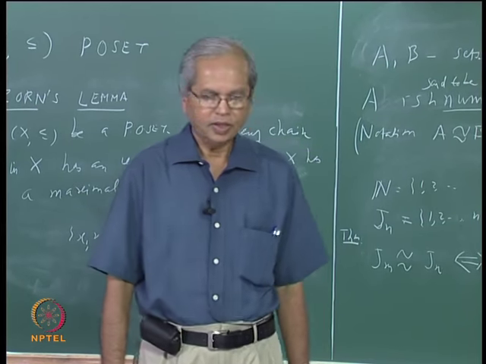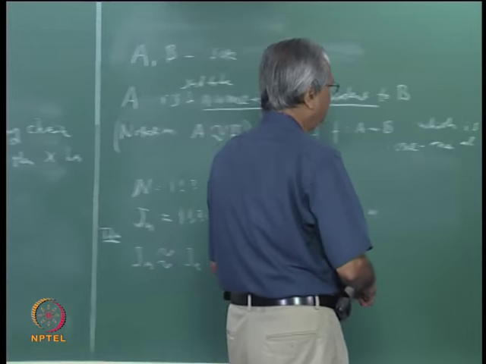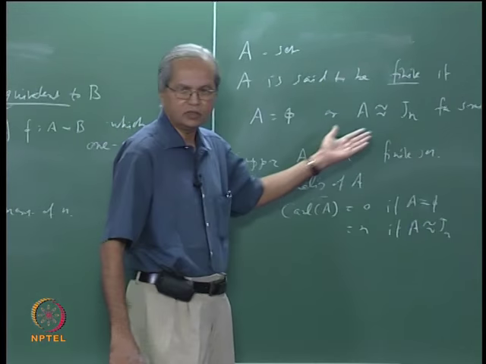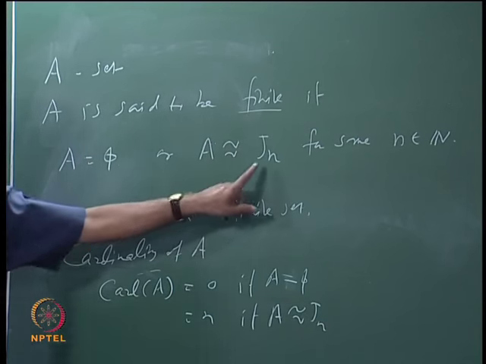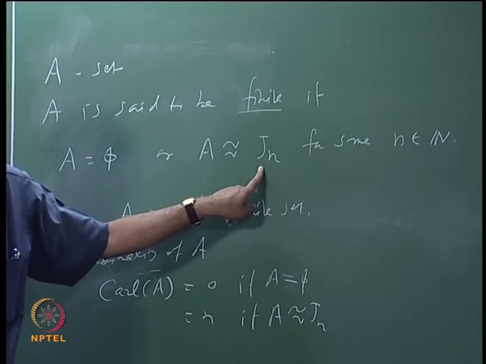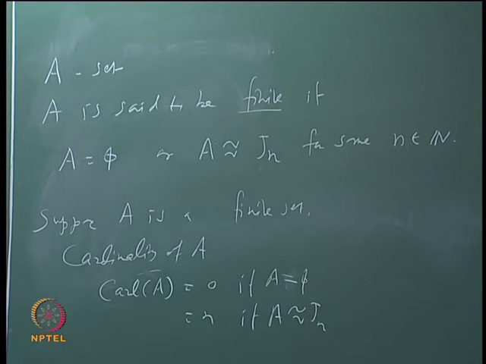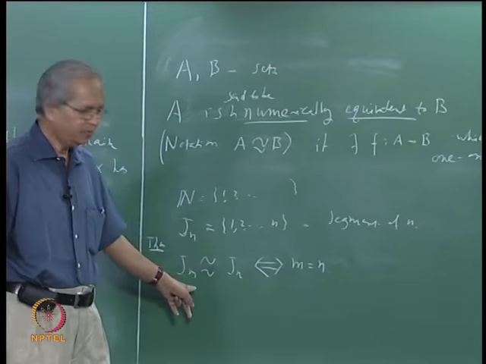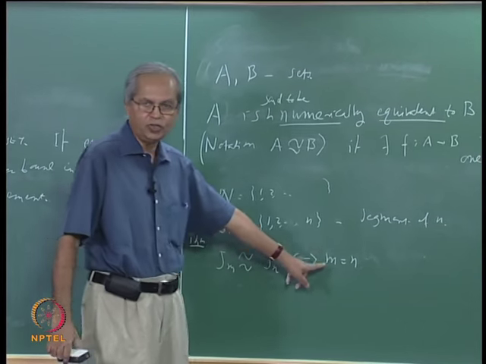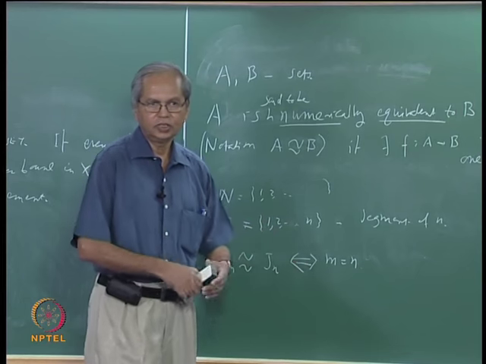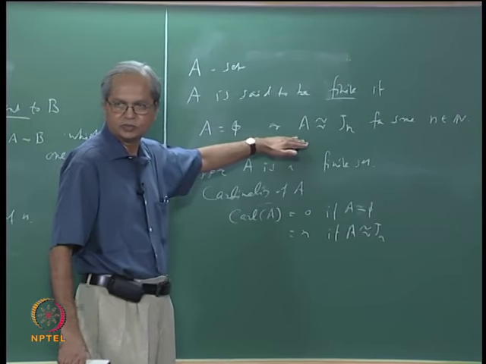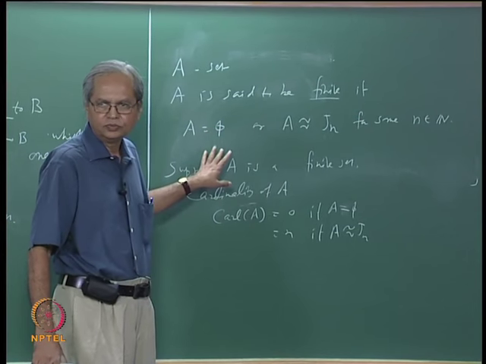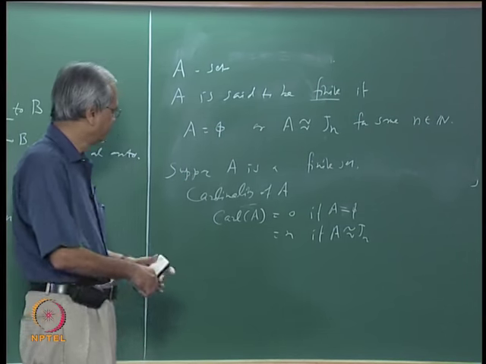Can A be numerically equivalent to two different segments? Is it possible that A is numerically equivalent to J4 and J7? No, right? So that means this number n will be unique once A is finite. In fact, that is what this observation says: Jm is numerically equivalent to Jn only if and only if m is equal to n. So given a finite set, it can be numerically equivalent to exactly one of the Jn's, or else it should be empty.